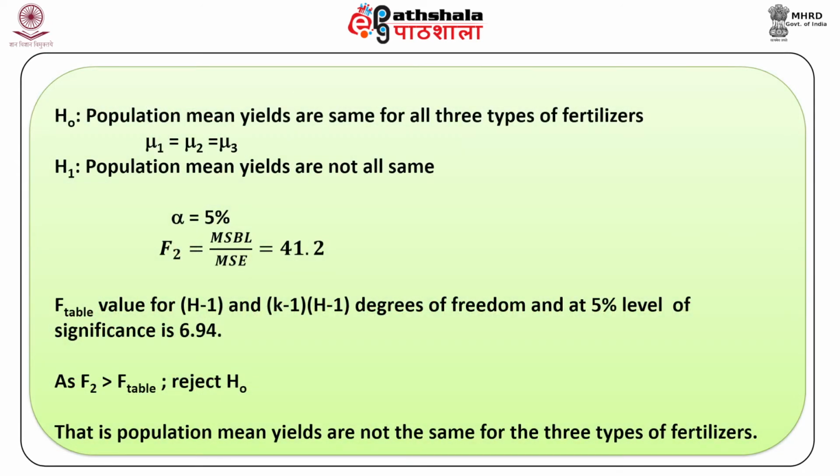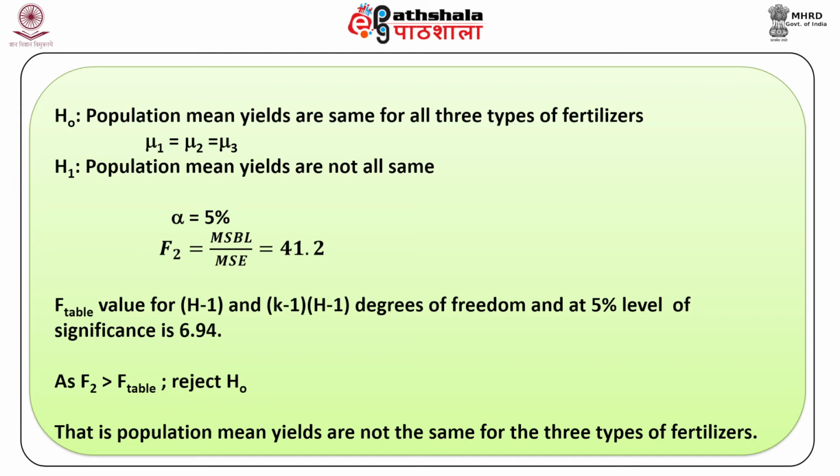Similarly, if you look at the second hypothesis, where the population mean yields are the same for all three types of fertilizers, which we are saying is mu1 equal to mu2 equal to mu3, again taking alpha equal to 5%, we look at the value of F2, which is MSBL upon MSE and is equal to 41.2. Again, the F tabulated value for h minus 1 and k minus 1 into h minus 1 degrees of freedom at 5% level of significance comes out to be 6.94.